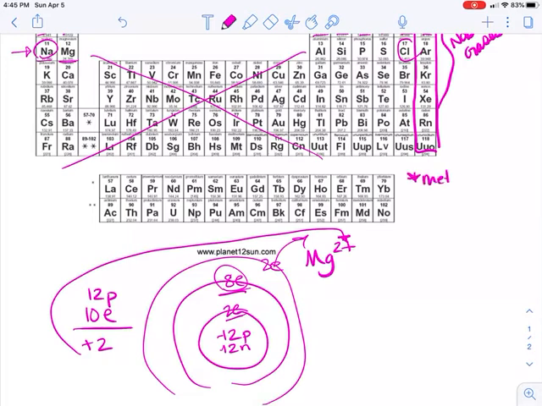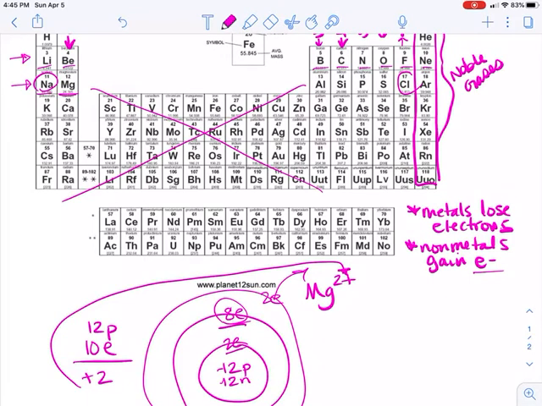Now, I said something a minute ago. I said metals lose electrons. So that means non-metals gain electrons. And that's kind of a symbol. That's a way of writing electrons. You just write this E with a little minus sign after it.